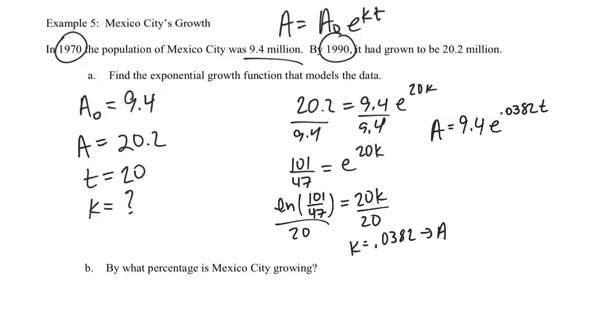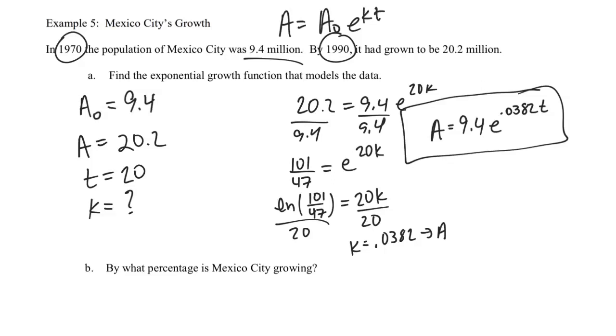With this formula, we're going to be able to plug in any value of t in order to get the population at that time, or plug in any population and figure out how long it took to get to be that particular population.